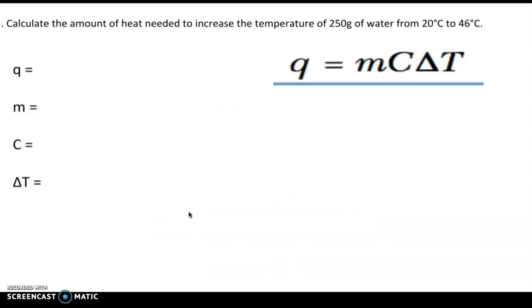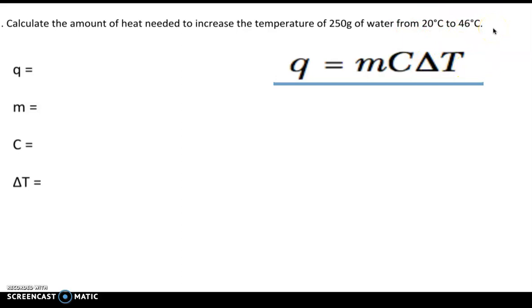So let's go over a couple of problems, and this is going to make all of this information make more sense and tie it together. This question states, calculate the amount of heat needed to increase the temperature of 250 grams of water from 20 degrees Celsius to 46 degrees Celsius. So we know that we're going to be using Q equals MC delta T because we see a temperature change. That is the first key.